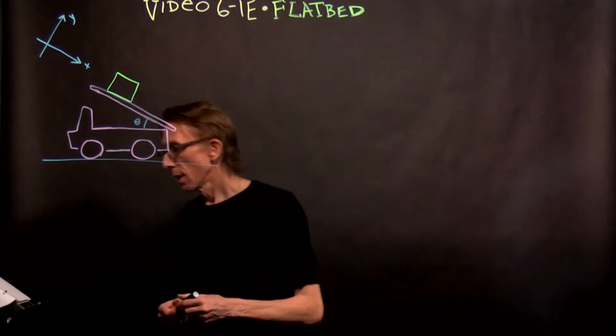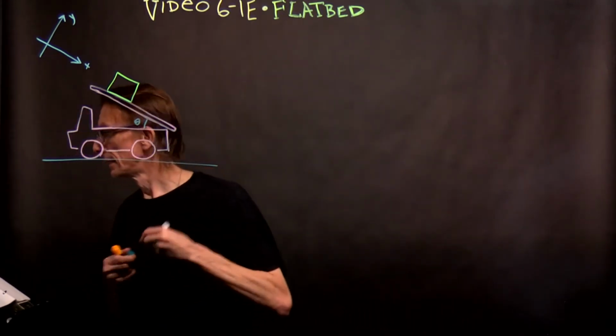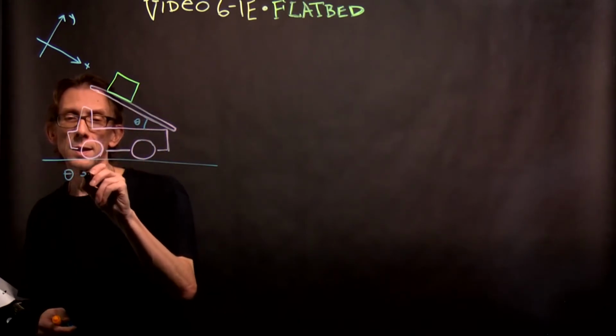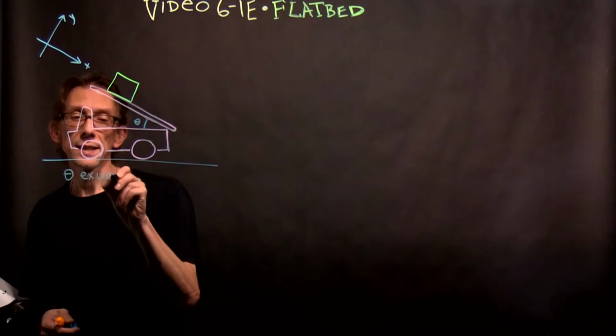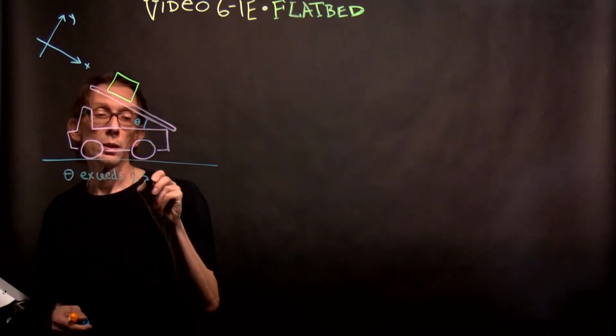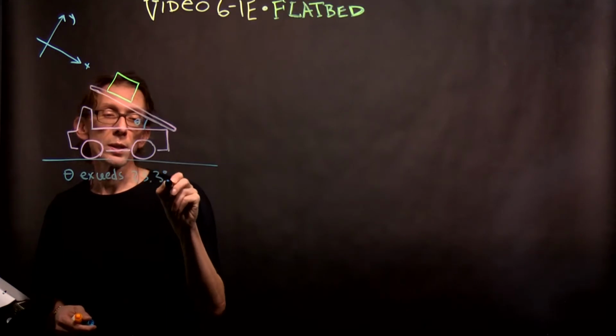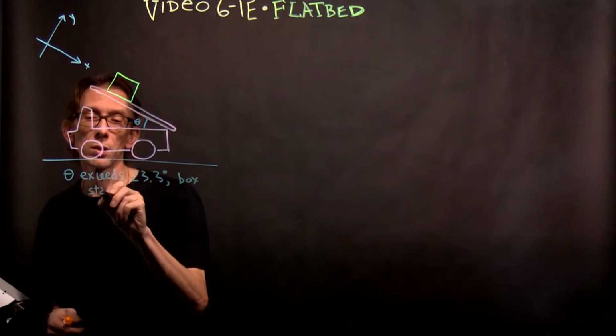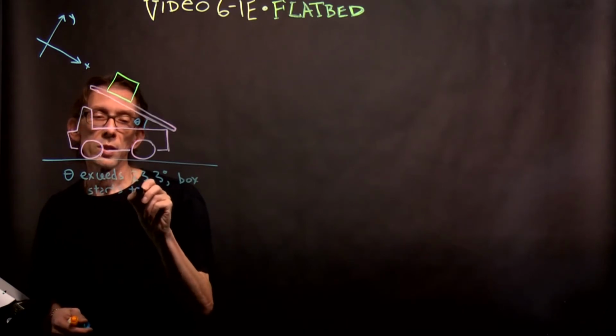Turns out that when theta exceeds, what's my number? 23.3 degrees, the box starts to slide.